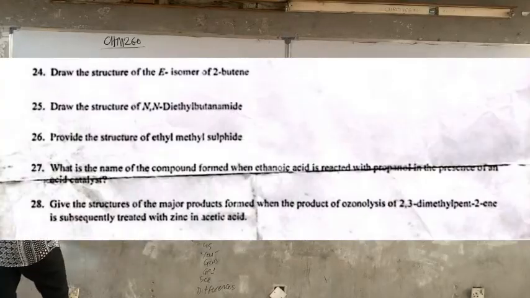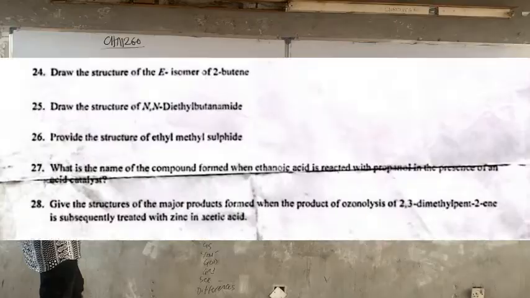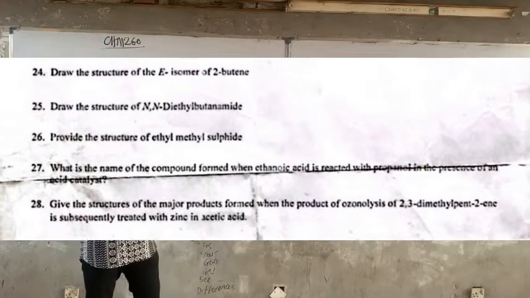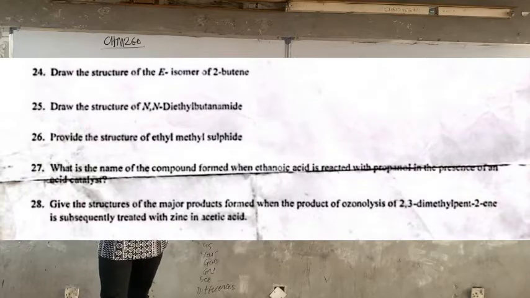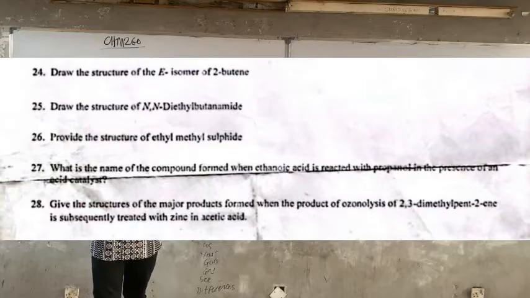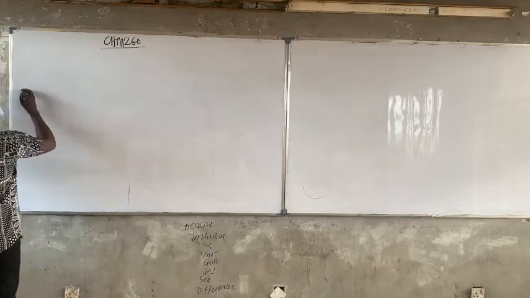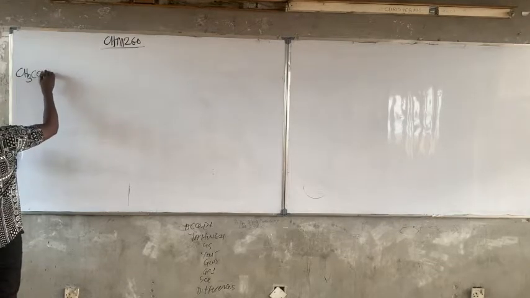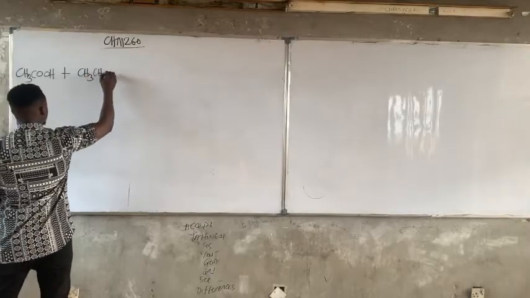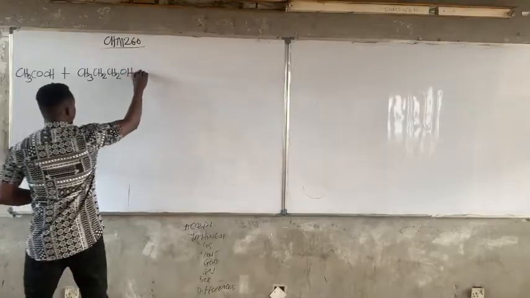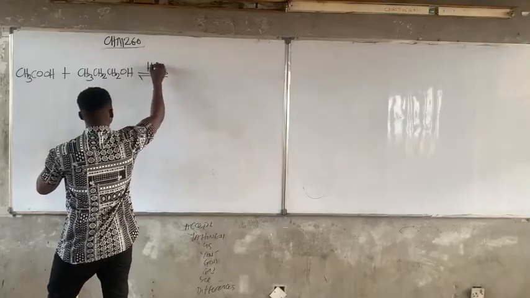Now we have the next question here. They say, what is the name of the compound formed when ethanoic acid is reacted with propanol in the presence of acid catalyst? Now that is an esterification reaction, but let's write it out. Ethanoic acid, CH3COOH, plus propanol, CH3CH2CH2OH, in the presence of an acid catalyst, so we just put H plus here.